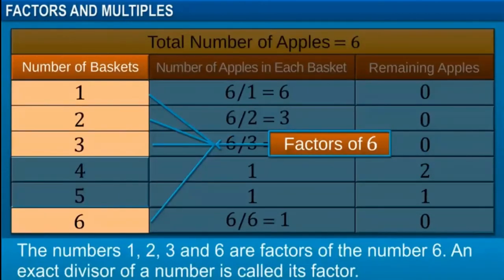Okay, so I think now you can just write down this table. Just write down this table. That is, total number of apples is 6. The number of baskets 1, 2, 3, 4, 5 and 6. And after that the division and the remaining apples. And you can write this sentence also.